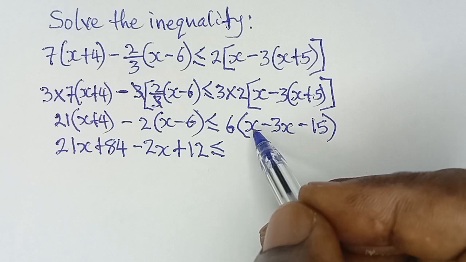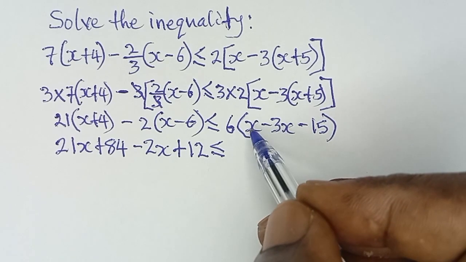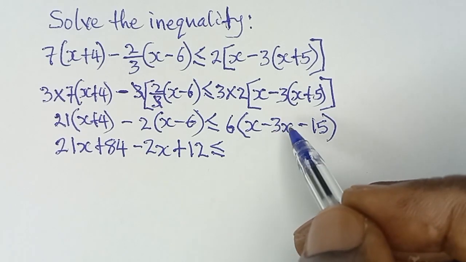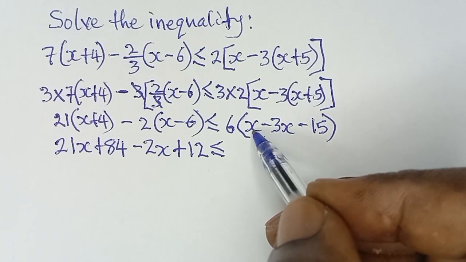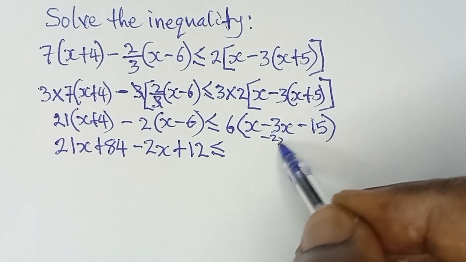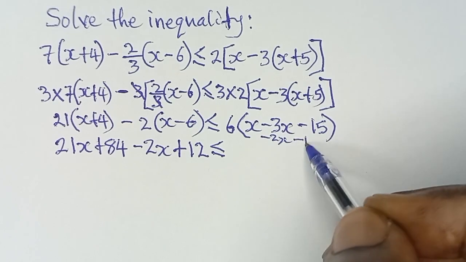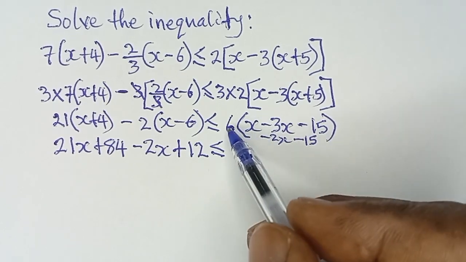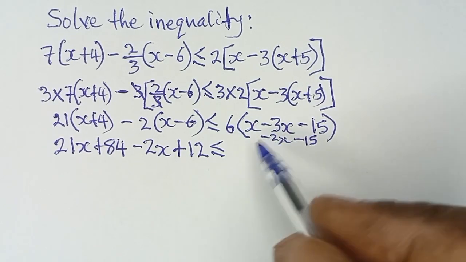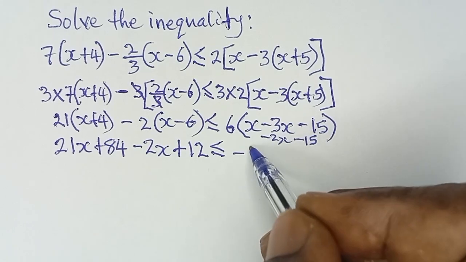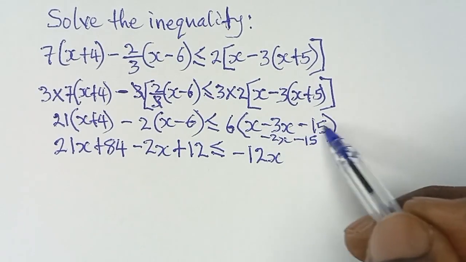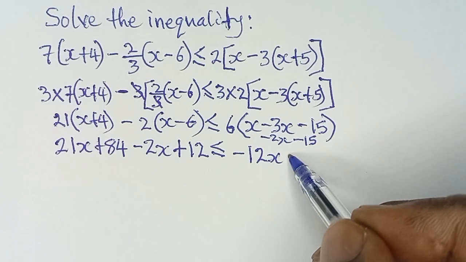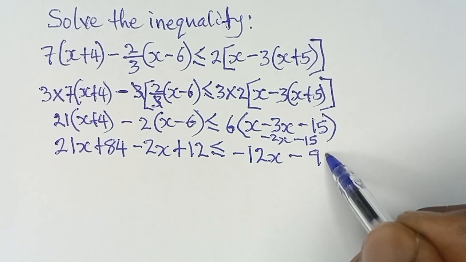Okay. And let's reduce this x. x minus 3x will give us negative 2x. So these two combine to give us negative 2x, and then we have minus 15. So don't forget, this 6 multiplied by negative 2x will give us negative 12x, and then 6 multiplied by negative 15 will give us negative 90.